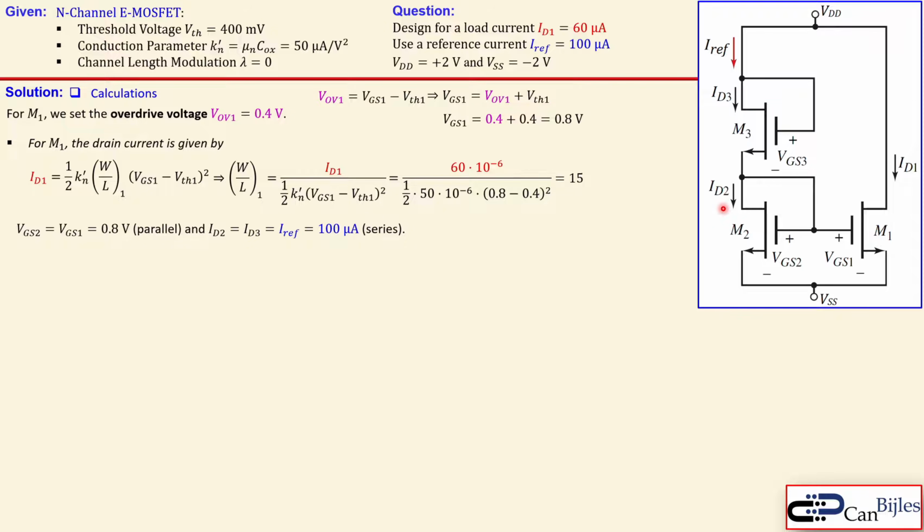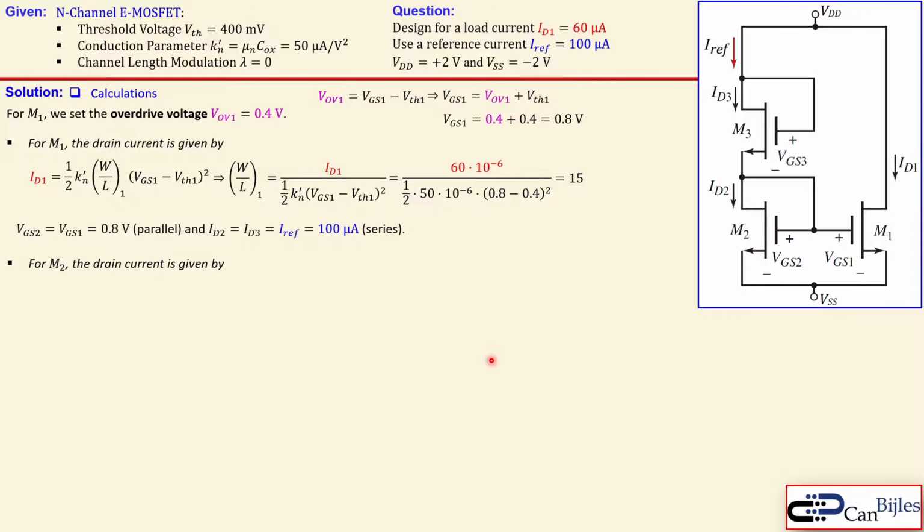So we can say ID2 is 100 microamps, ID3 is 100 microamps, and also IREF is 100 microamps. Remember, ID2 is not necessarily ID1, in this case definitely not, because if this was 60 microamps, this would also be 60 microamps, and this would also be 60 microamps. Then the design is not according to specifications, so we need to change the W over L, so the areas of M2 and M3 also.